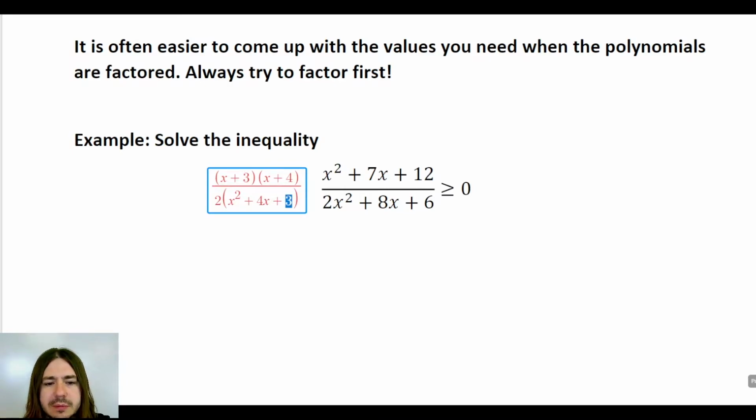Two numbers that multiply to give me 3 and add up to 4 would be 3 and 1. 3 is prime, so it's not like you have a lot of options there. So this can be factored as x plus 3 times x plus 1.